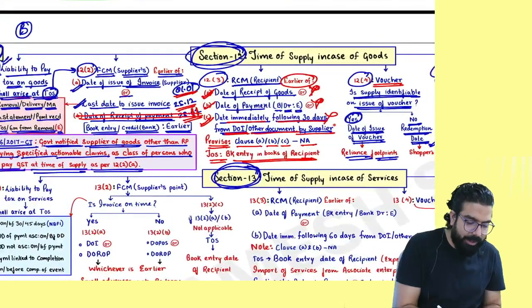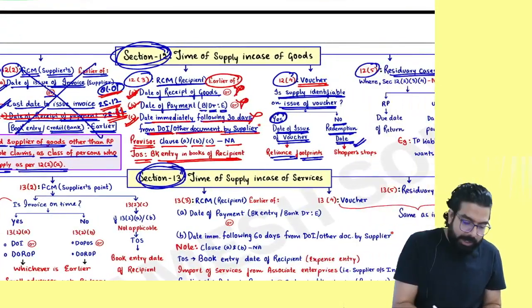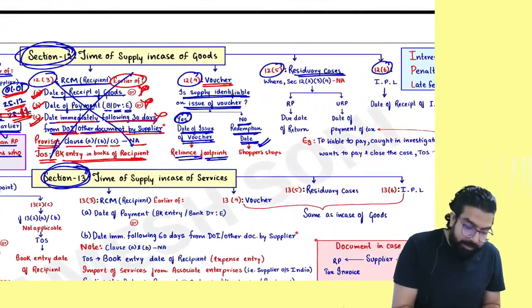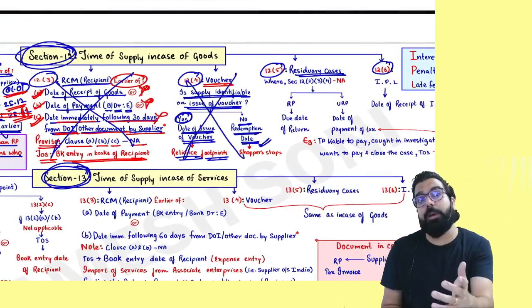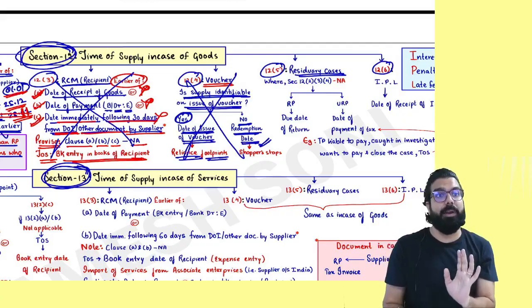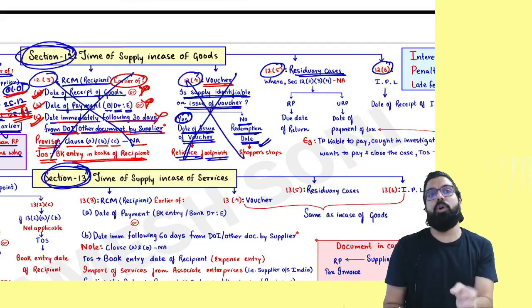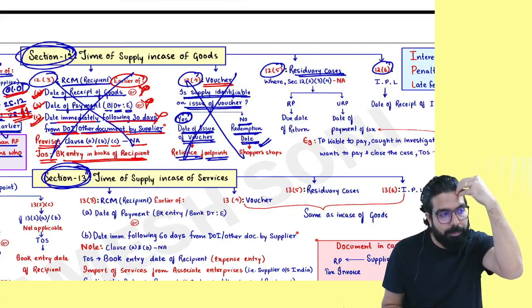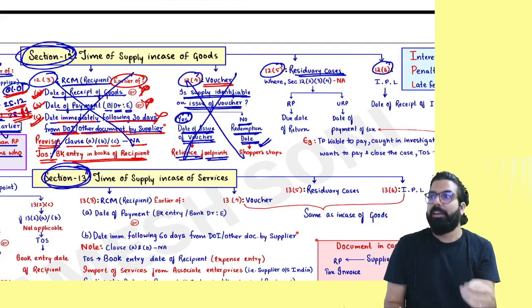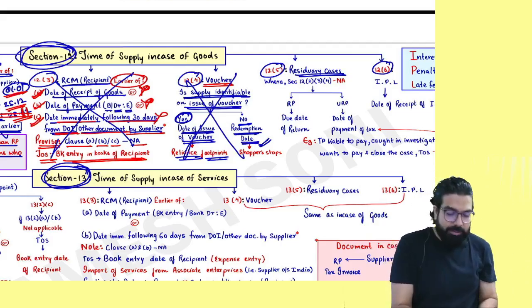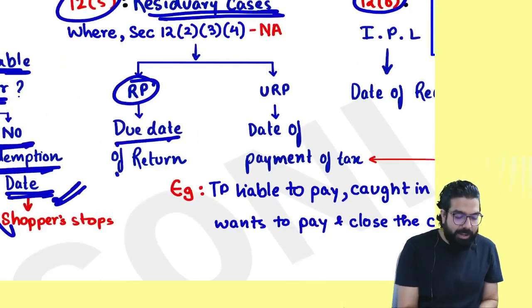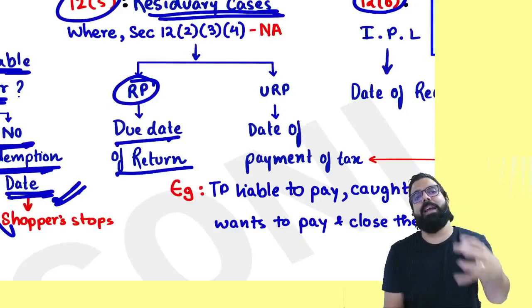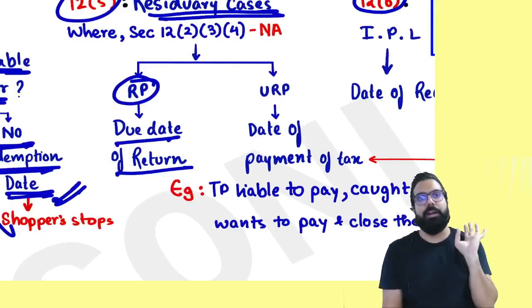What is the residuary case? If this is not applicable, and this is also not applicable, and this is also not applicable, supposing all three are not there, but you are a registered person and you have to pay some GST to the government. When will the liability come? The government says, in any such case, the residuary clause applies: are you a registered person? I say yes. The day you are filing your return, pay and file. That day is your liability date.